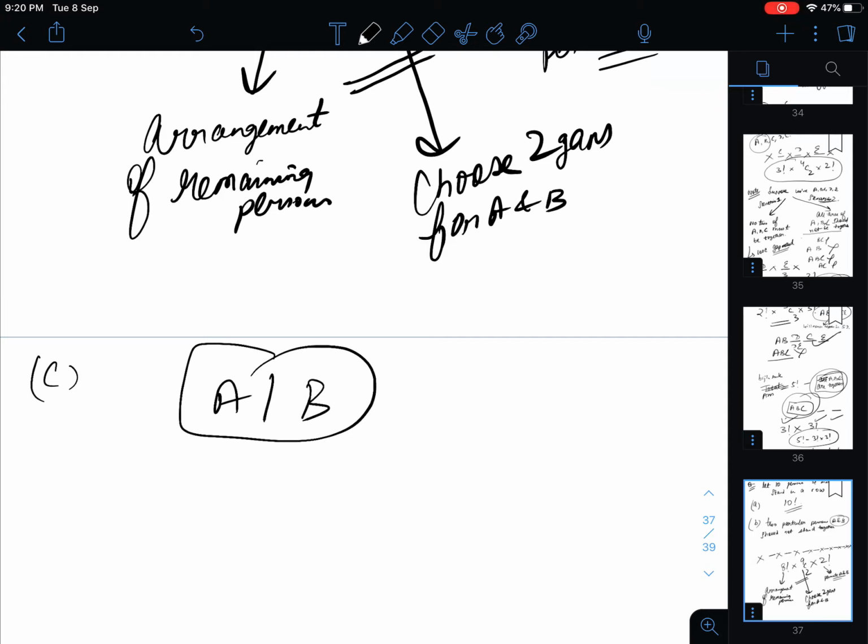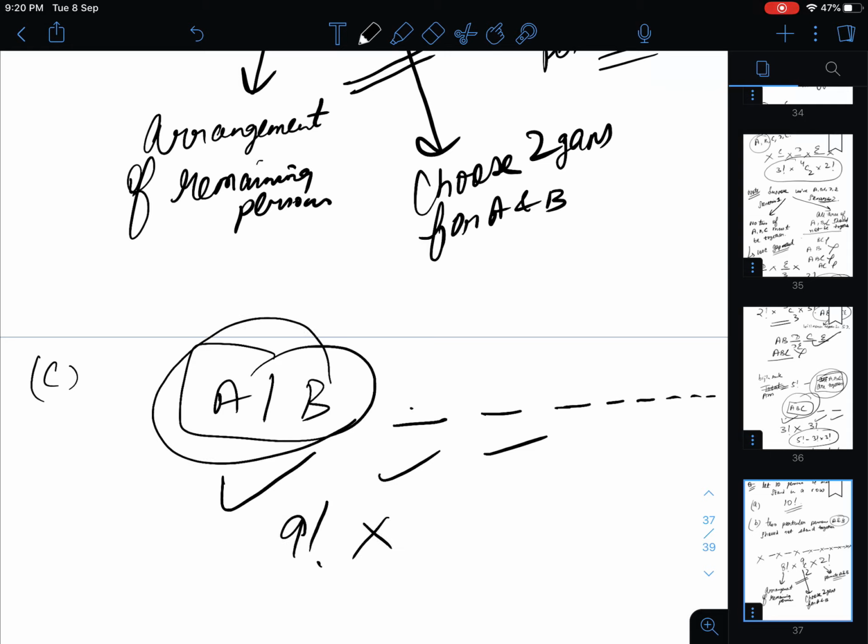Okay, so you have remaining 8 places, 1 2 3 4 5 6 7 8. So now you have 9 boxes. Arrange them in 9 factorial ways, and then you can intra permute A and B as well. So 9 factorial into 2 factorial.